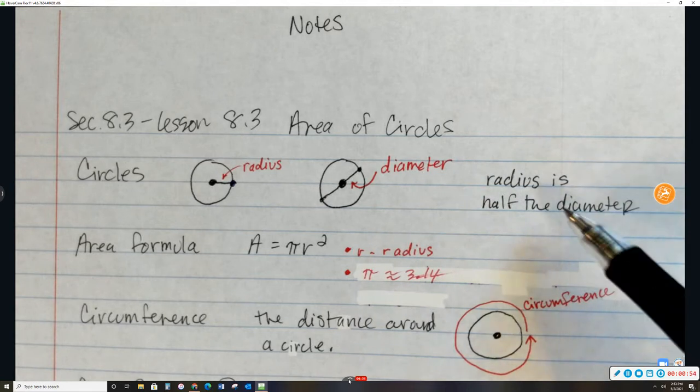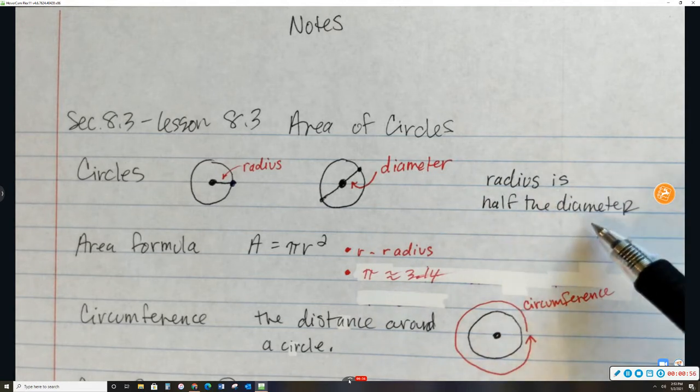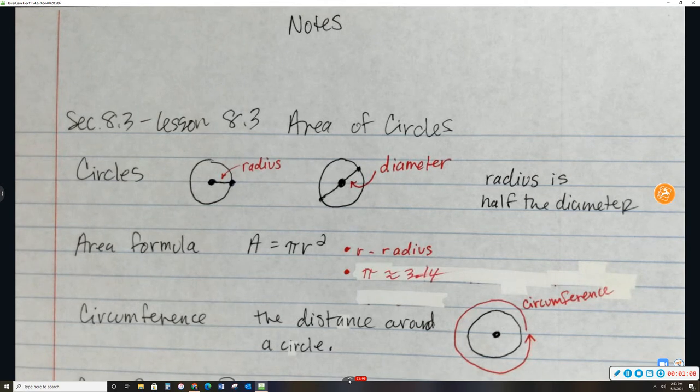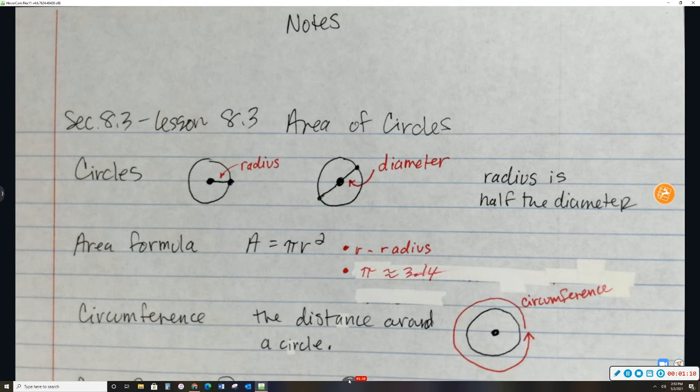Okay, and the radius is half the diameter. Or you can say the diameter is twice the radius, whichever way you want to think of it. But that's radius and diameter. You have to be able to identify the two and know how to get one from the other.